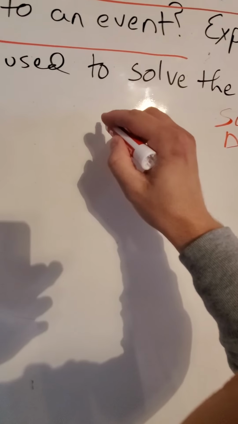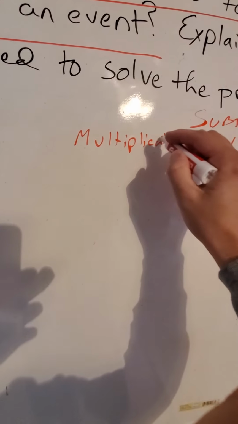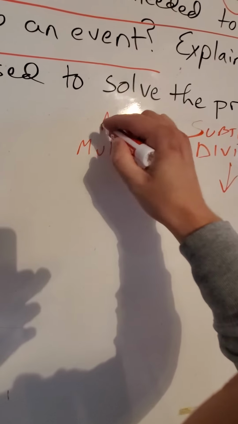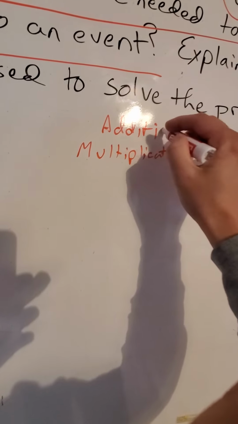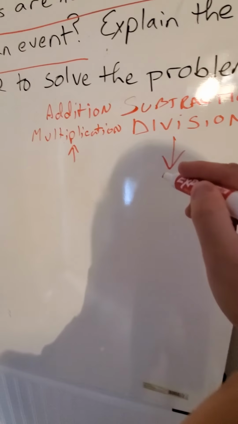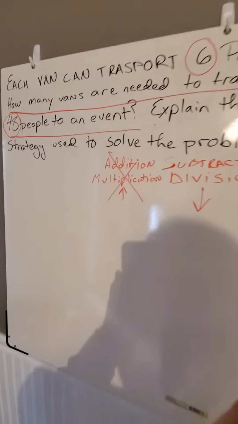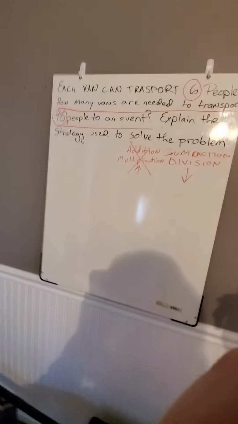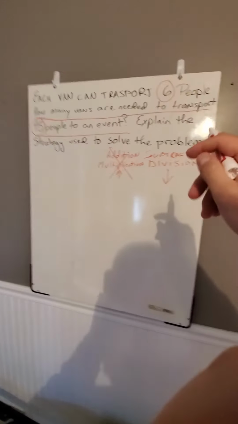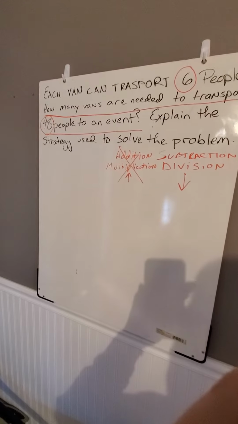If I think the number should be higher, I would use multiplication or addition. The number would go up. So since I know that I'm looking for a smaller number than 48, I know it's not going to be addition or multiplication. So what am I doing? I am dividing 48 people into groups of 6, right?